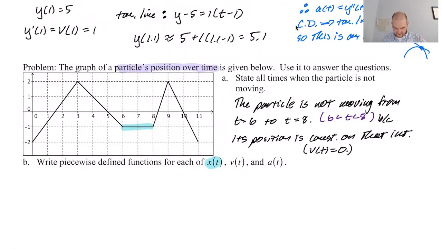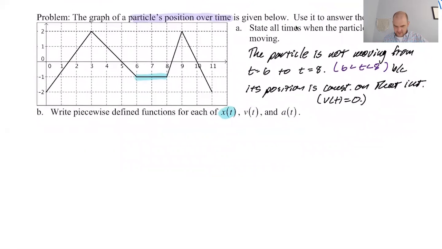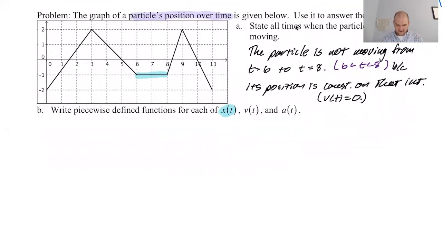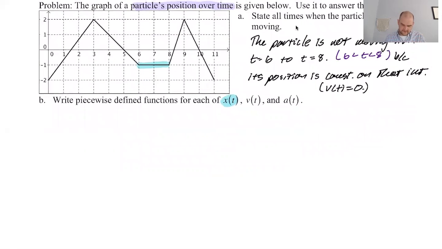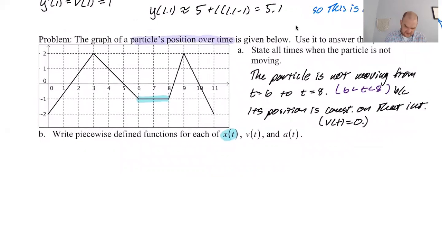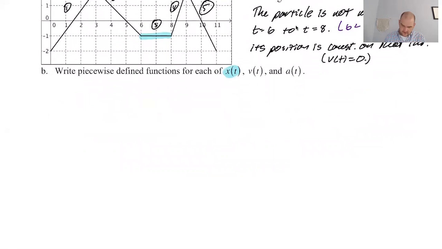Write a piecewise defined function. Write piecewise defined functions for each of x of t, v of t, a of t. Okay, I think we can do that. So x of t is going to be the most annoying, really, because we're going to have to write. Well, they're not bad. The slopes are easy enough. I think we got this. All right, let's do x of t first. So how many branches are we going to need? 1, 2, 3, 4, 5 branches. Holy cow! All right, here we go.